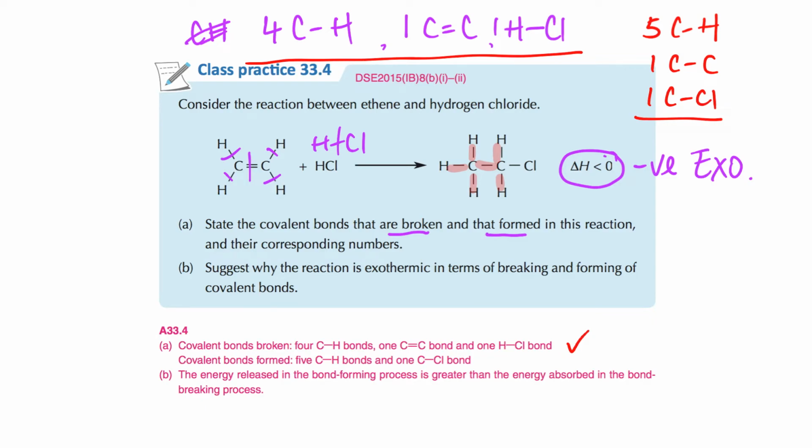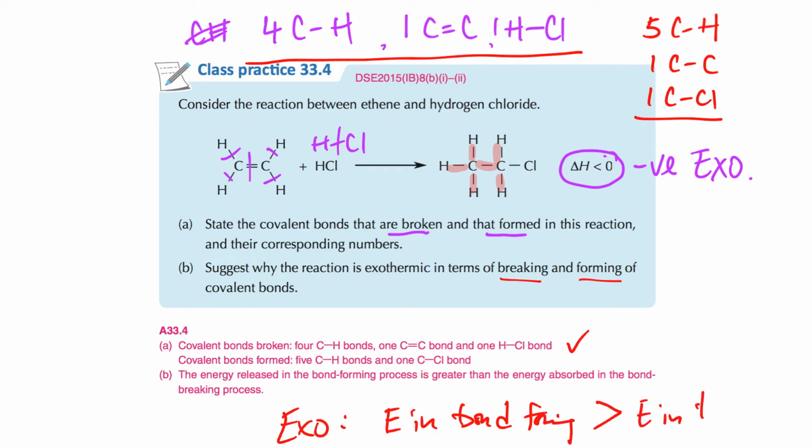And then the second one: suggest why the reaction is exothermic in terms of bond breaking and bond forming. Exothermic means that bond forming is a releasing process. The energy released in bond forming is more than the energy in bond breaking. So you just put this in a statement form: the energy released in bond forming is greater than the energy absorbed in bond breaking. Therefore, you have an exothermic reaction.